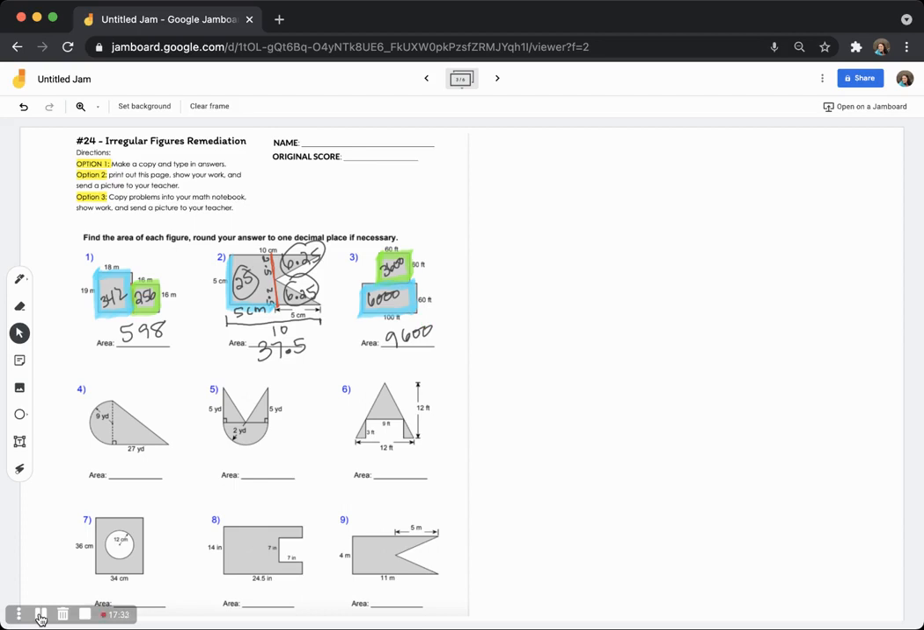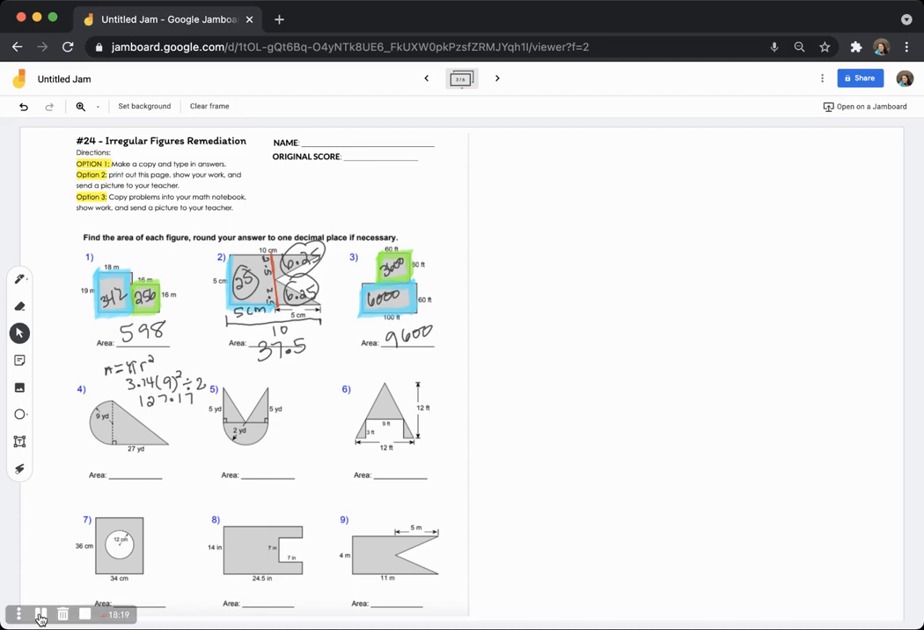In number 4, I have a half circle and a triangle. So for the half circle, to get area of a circle, I do pi times radius squared. So if I were to extend this out so that it looks like a full circle, you can see that 9 is the radius. So I'm going to do 3.14 times 9 squared, and then because I only want half of a circle, I'm going to divide that by 2. And that's going to give me an area of 127.17.